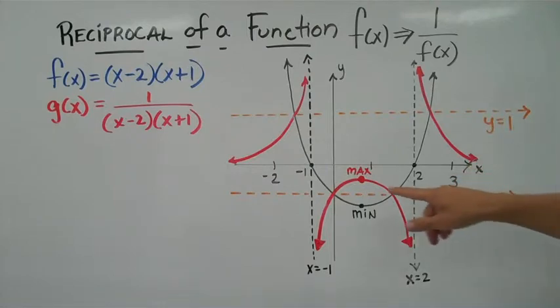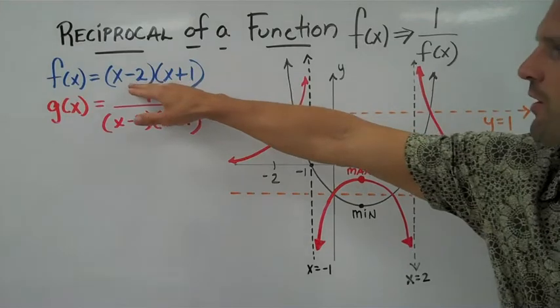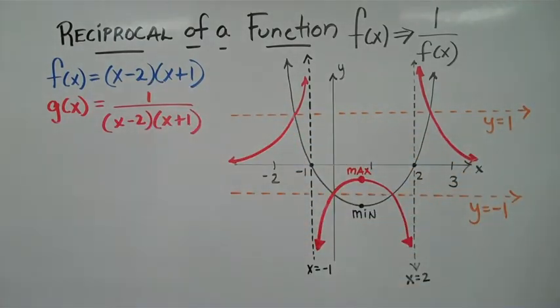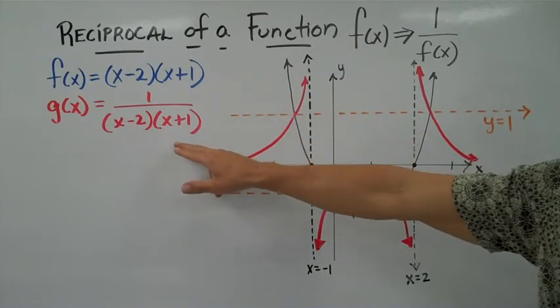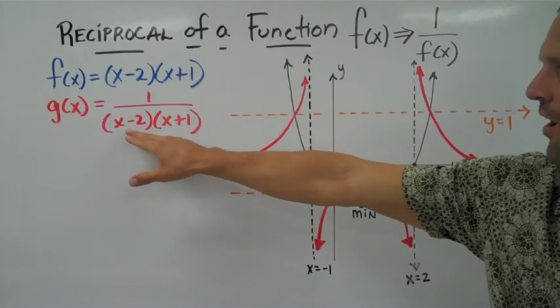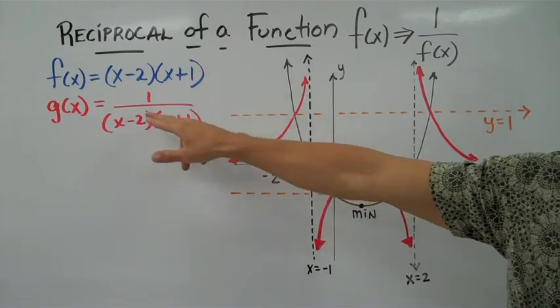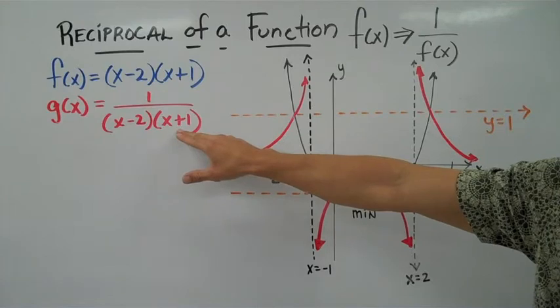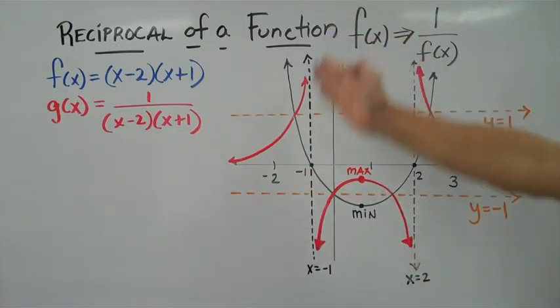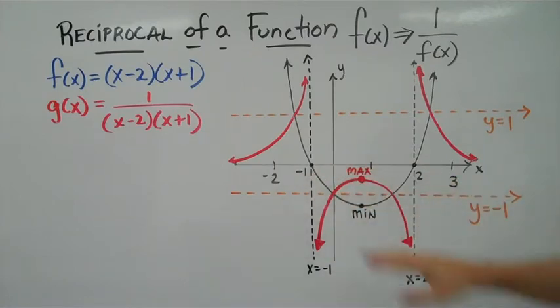The original function has x-intercepts here and here. We know what the roots are. The roots are 2 and negative 1. Those are our x-intercepts. Well, the roots become our vertical asymptotes, because if we restrict the domain, x cannot equal 2, or this goes to 0 in the denominator, and x cannot equal negative 1, or this goes to 0 in the denominator. That's why we have vertical asymptotes at negative 1 and 2. The roots became the vertical asymptotes.